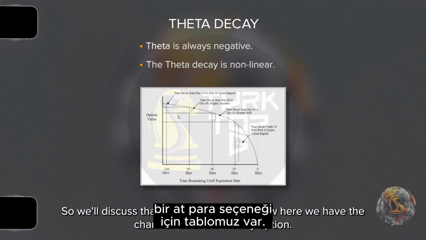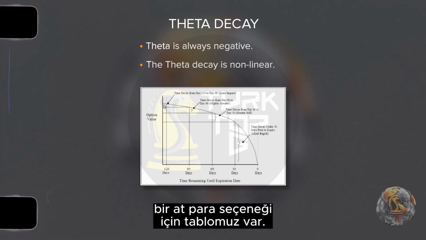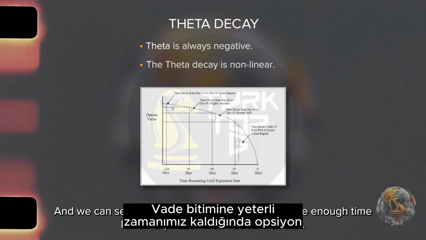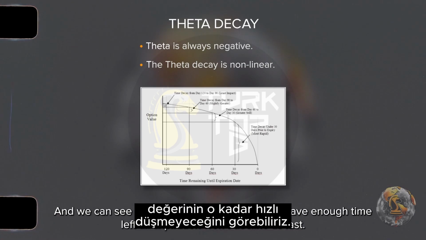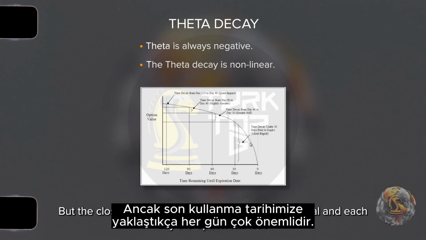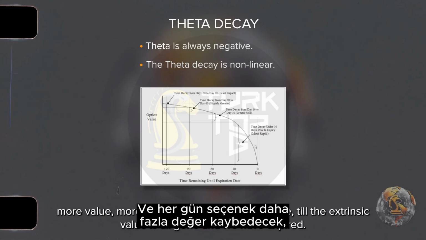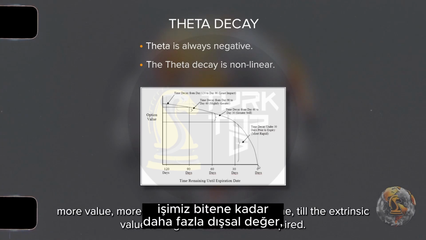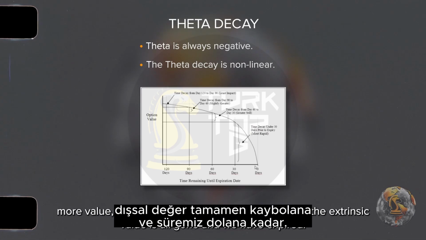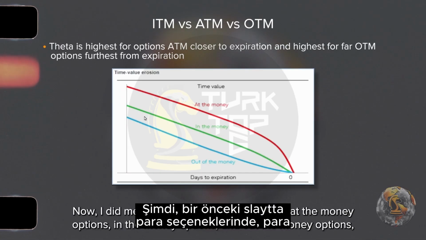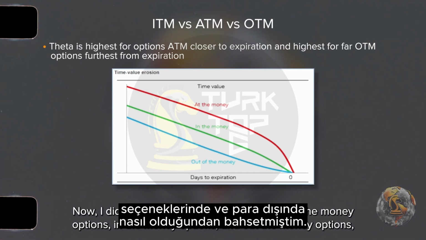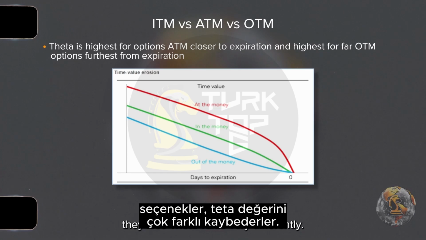But right now here we have the chart for an at the money option. And we can see that the option value, when we have enough time left till expiration, won't decline as fast. But the closer we get to expiration, each day is crucial. And each day the option will lose more value, more extrinsic value, till we are done, till the extrinsic value is all gone and we have expired. Now, I did mention in the previous slide how at the money options, in the money options, and out the money options, they lose theta value very differently.